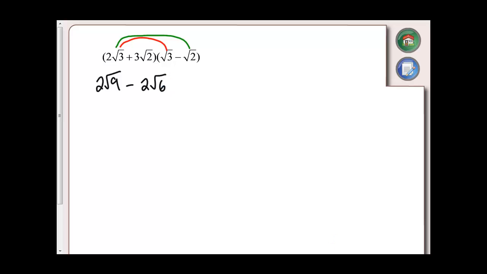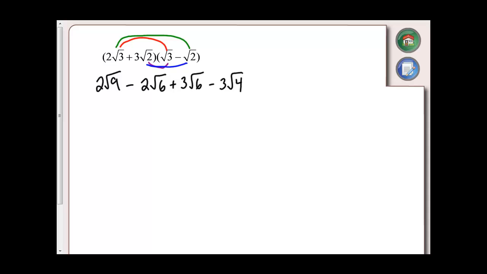Then I need to multiply my 2 root 3 by a root 2, and I'm going to get minus 2 root 6. Now I'm going to move to the 3 root 2. 3 root 2 times root 3 is going to give me 3 root 6. And then finally in my last term, I've got negative 3 root 4.